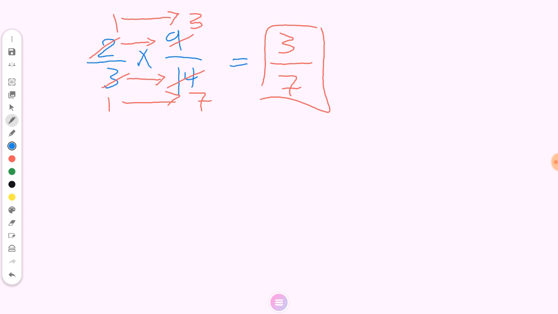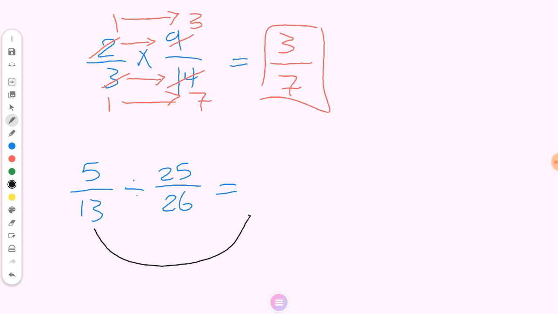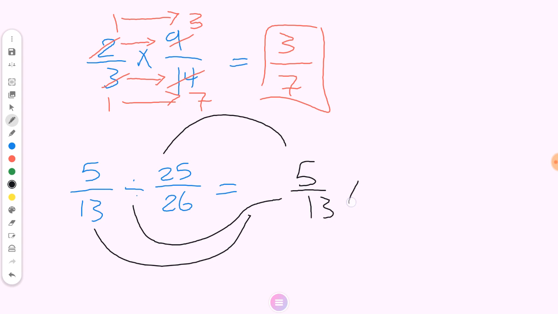And if I want to divide two numbers like 5 over 13 divided by 25 over 26, okay? How can I divide it? Actually, I keep the rule of keep, change, flip. Keep the first number, change the sign, flip the last number. Keep the first number, it will be 5 over 13. Change the sign, it will be multiply. Flip the last one, so it will be 26 over 25.